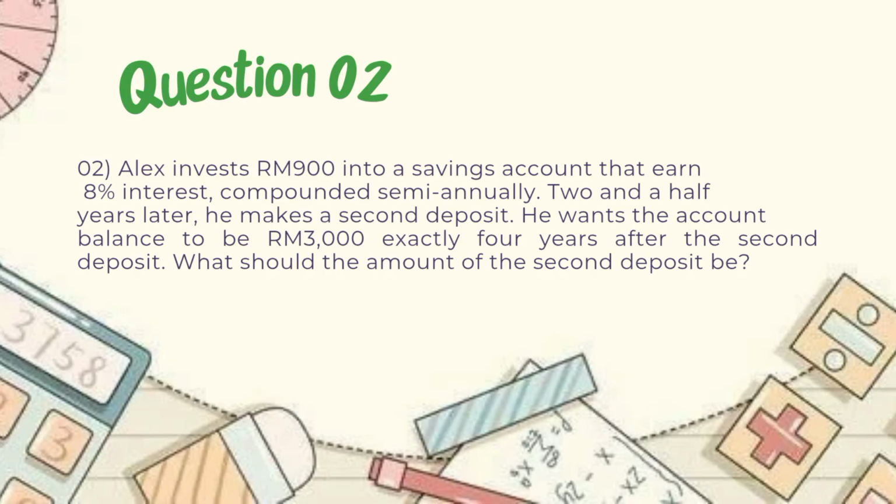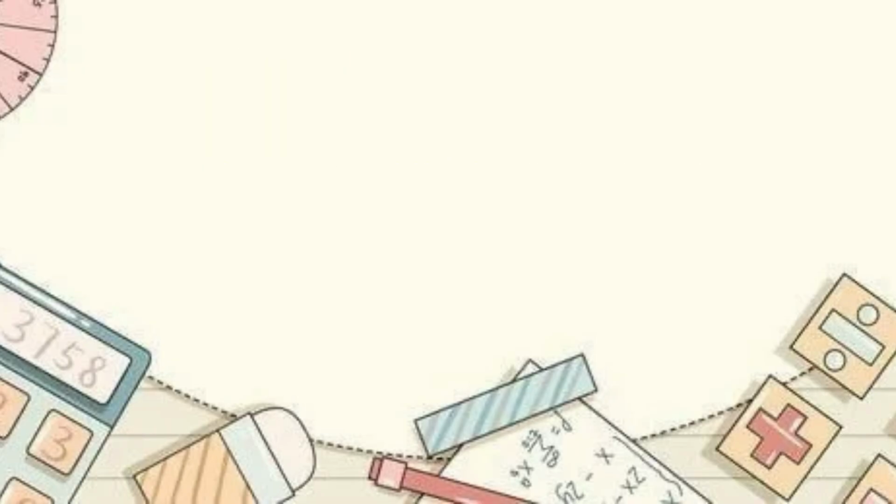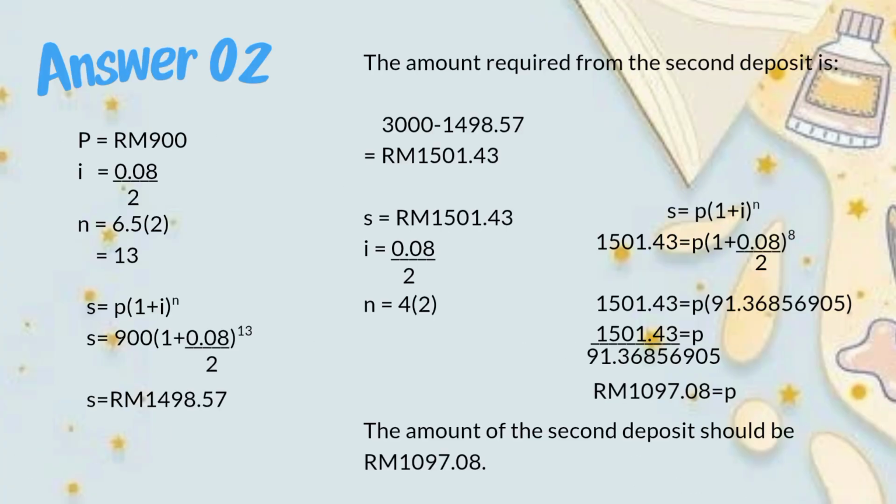Question 2. Alex invests 900 ringgit into a savings account that earned 8% interest compounded semi-annually. 2.5 years later, he makes a second deposit. He wants the account balance to be 3,000 ringgit exactly 4 years after the second deposit. What should the amount of the second deposit be?